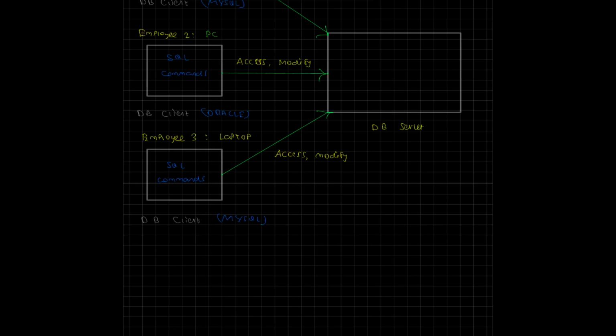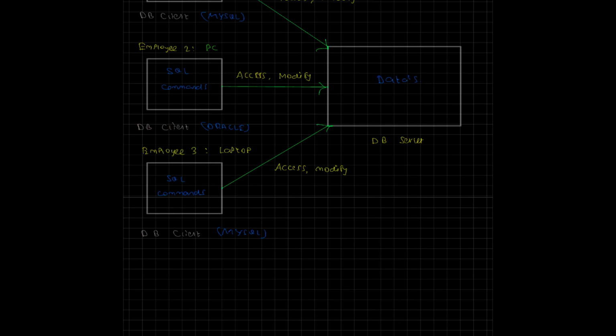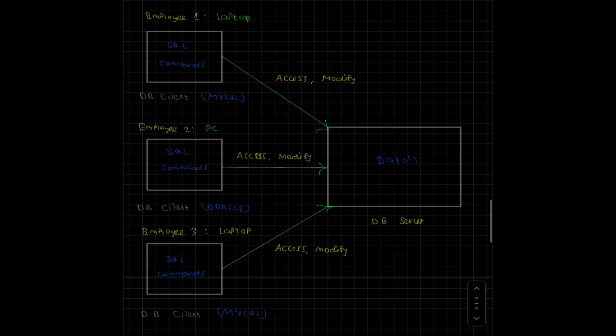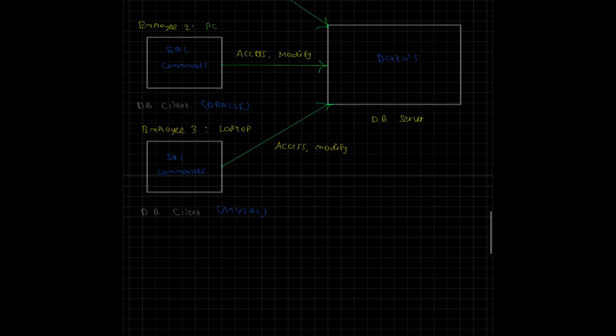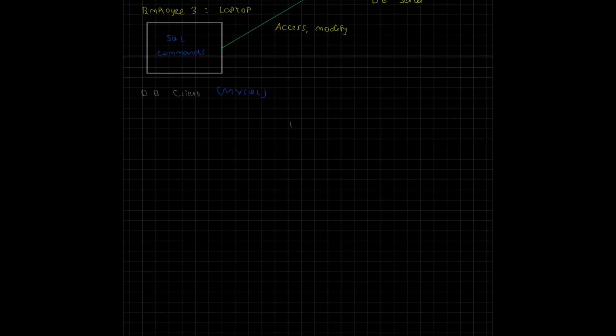And this is the DB server, located in a remote machine, and inside it consists of data. As per our example, 3 employees can access and modify the data inside the DB server at the same time by using SQL commands. For example purposes only I have taken 3 employees, but in real time many employees can access and modify the data. And the second topic we are going to see is types of DB client.